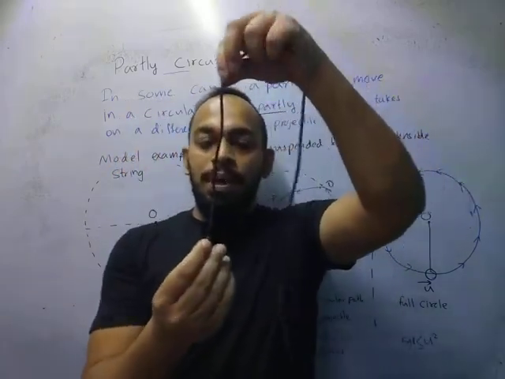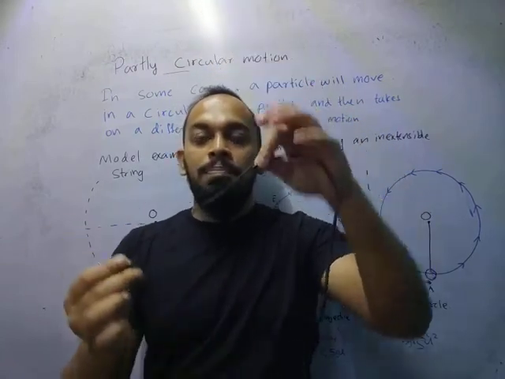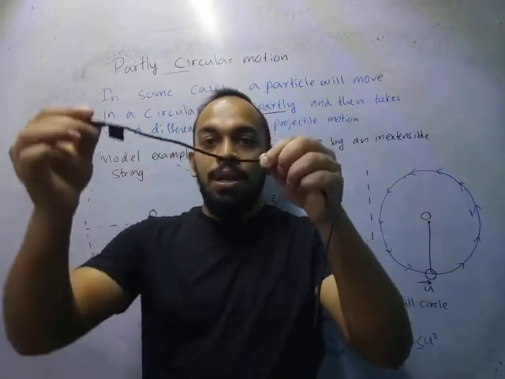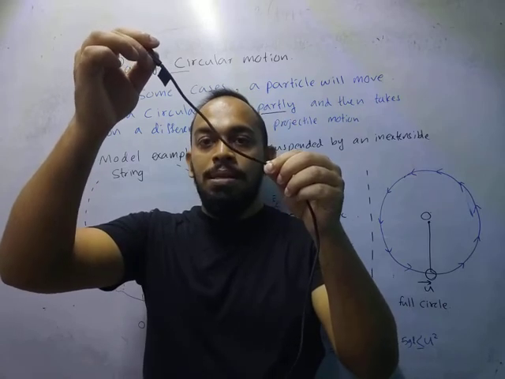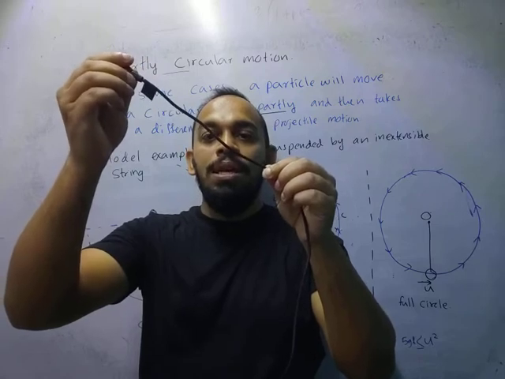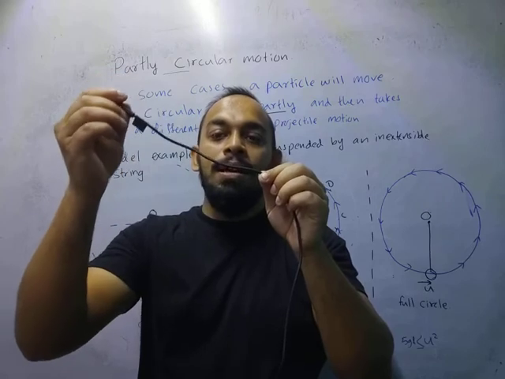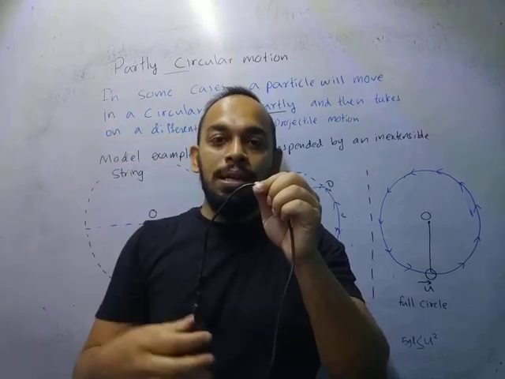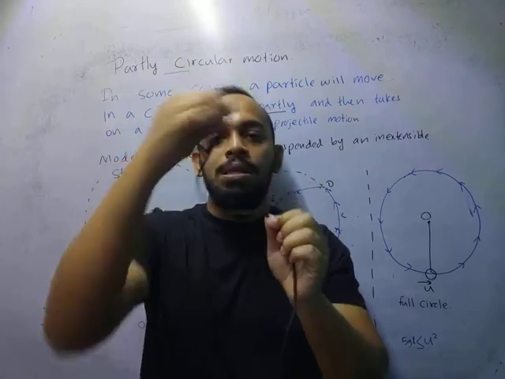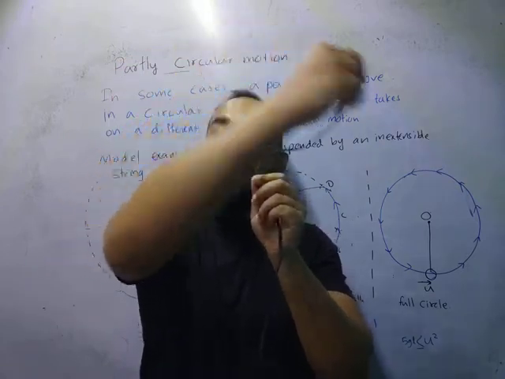Now since the particle is suspended on a string, it can move in a partly circular motion, which means when it goes up, in some cases the string can't hold it. The string can't give tension. The tension becomes zero. If the tension becomes zero, there is no force acting towards the center of the circular motion, which means the particle must leave the circular path, right? After that, the particle will take on a different path.